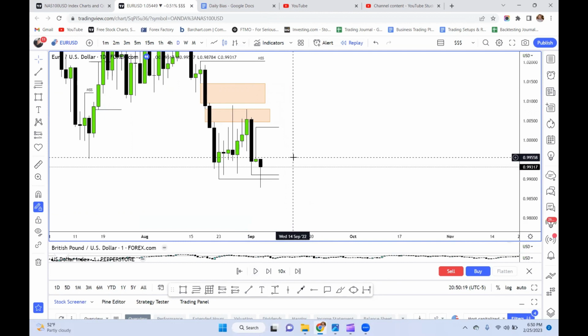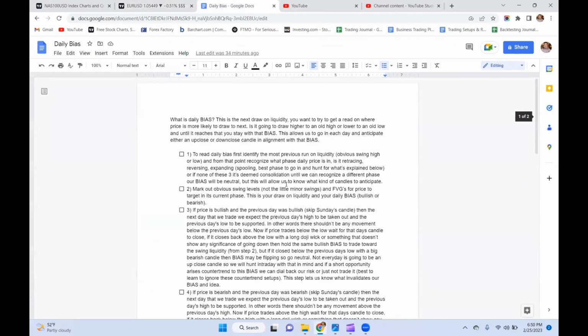This is exactly how you read daily bias. This is how you master daily bias. This checklist alone provides you everything you need to know for daily bias.